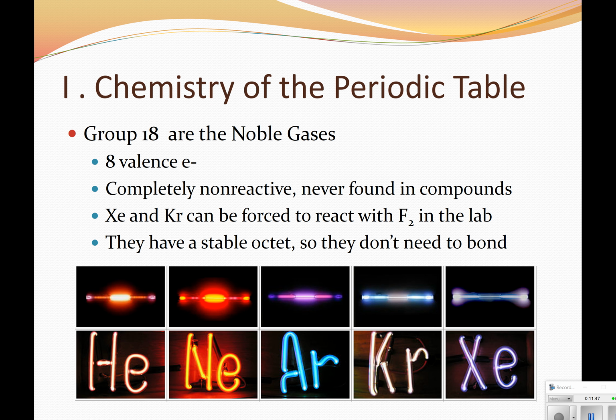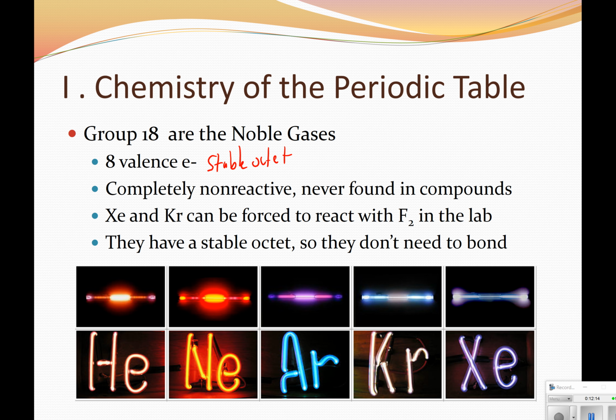Now going into group 18, these are the noble gases. These are relatively more common. Each of the elements in group 18 has 8 valence electrons. They have filled their stable octet, which means all the noble gases, since they have the stable octet, don't want to bond, and they are completely non-reactive. They're never found in compounds.